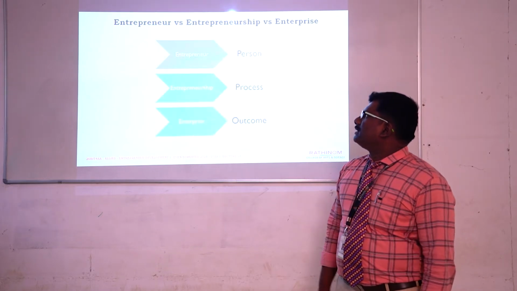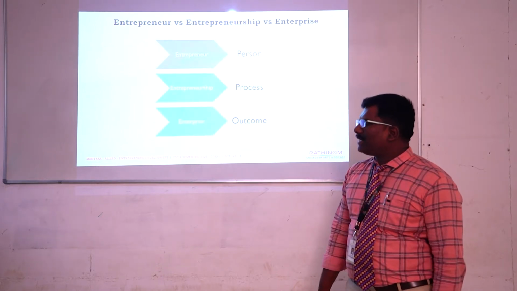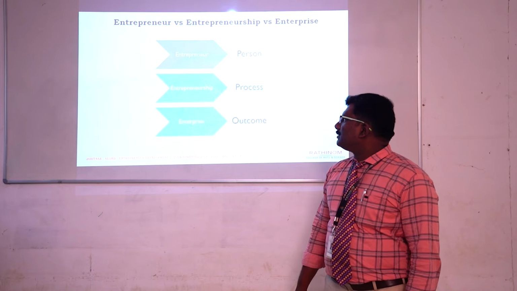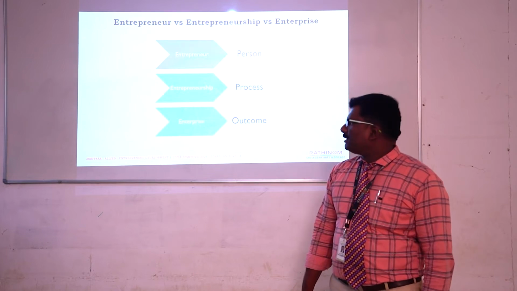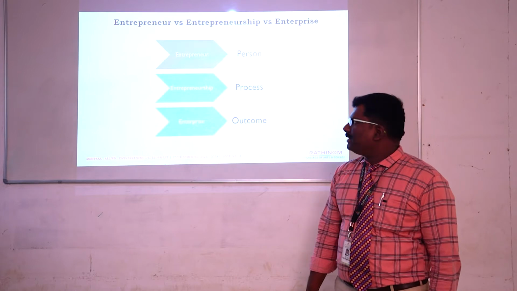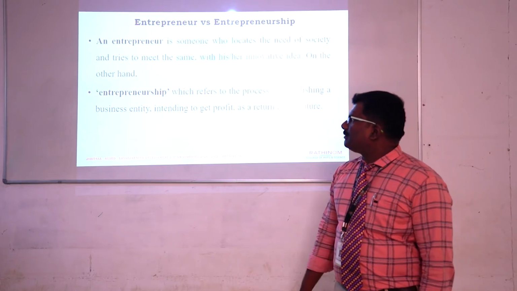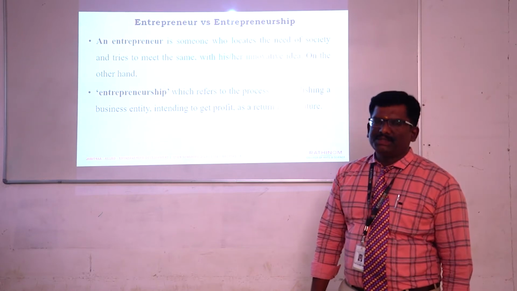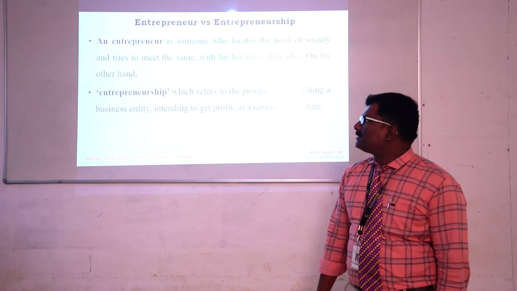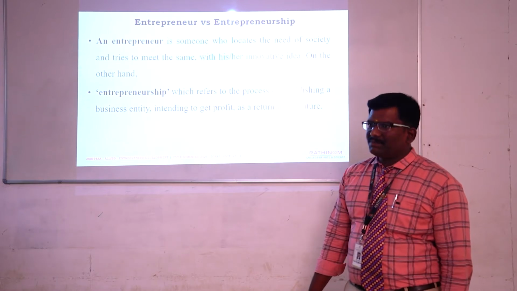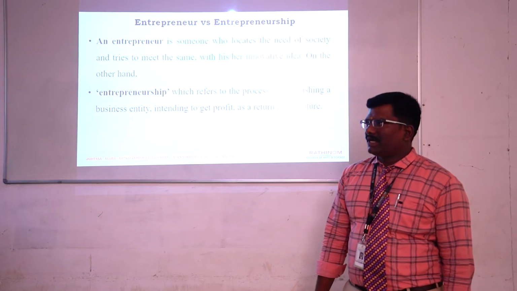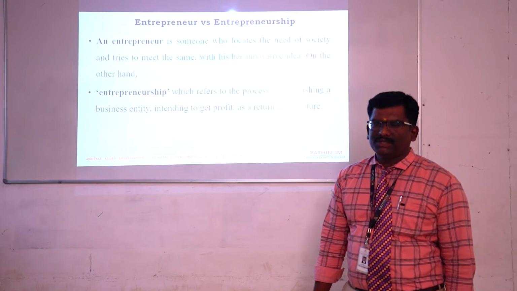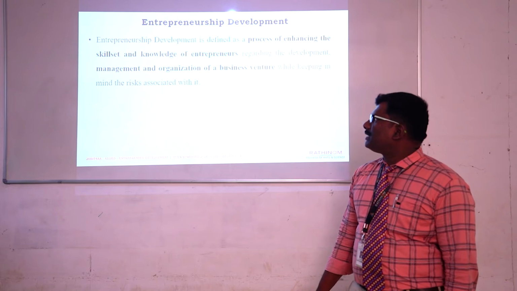So next, these are the differences between entrepreneur, entrepreneurship and enterprise. The entrepreneur is one person, the entrepreneurship is one of the processes, and the enterprise is the organization outcome. An entrepreneur is a person who creates a new business with new ideas, so that person is called an entrepreneur. And entrepreneurship is the process of creating the business and implementing other activities or new features in our business. So these are some definitions.